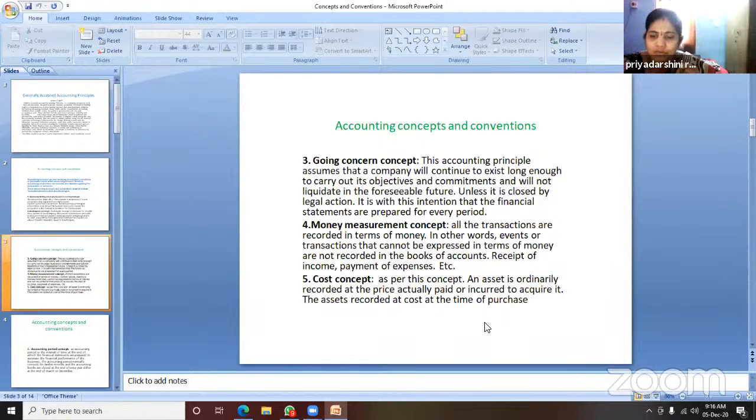The amount of actual purchase, whatever the cost incurred by the organization, the actual amount paid by the organization or incurred to acquire the asset, that only is recorded in the books of account. This is about the cost concept.